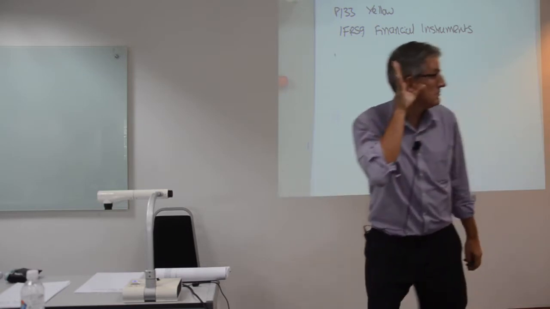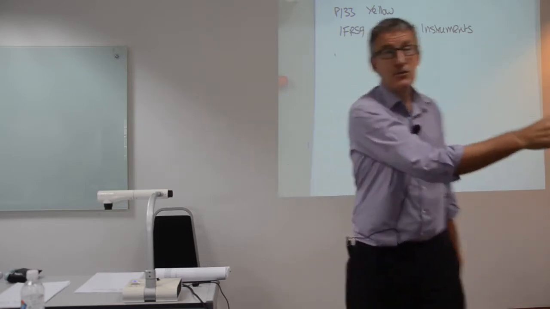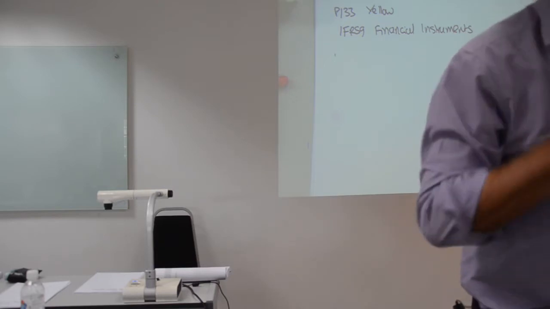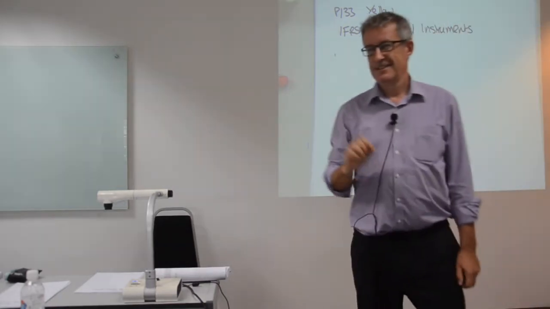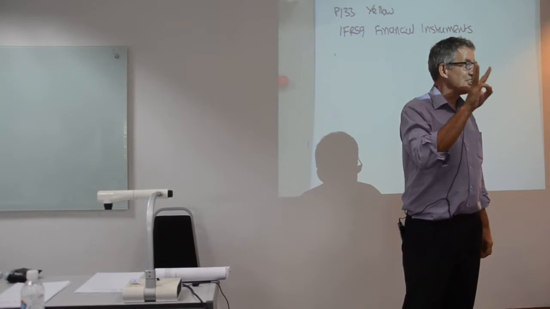Amortized cost, fair value through P&L, fair value through OCI. You do know it. There are three types of financial asset.